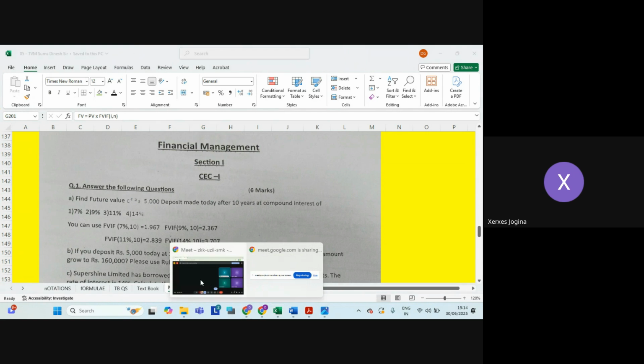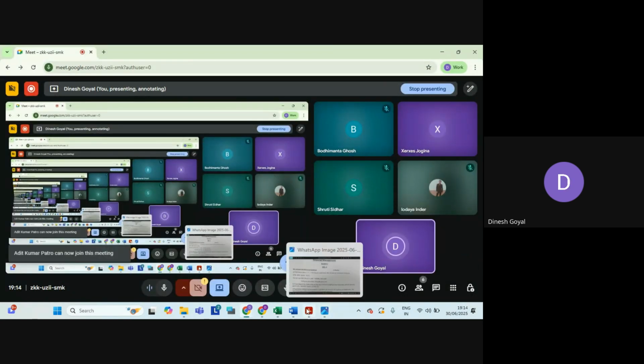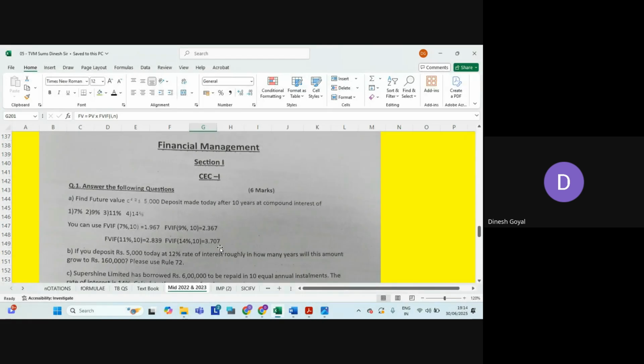In the question, they'll give this also. Last year it was given. It will depend on whether it is given.